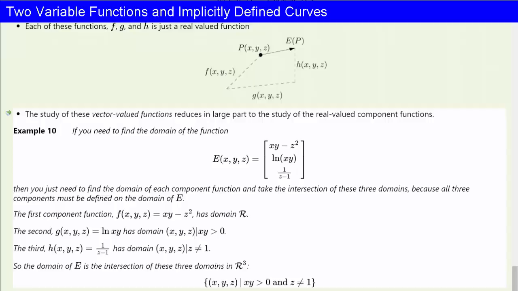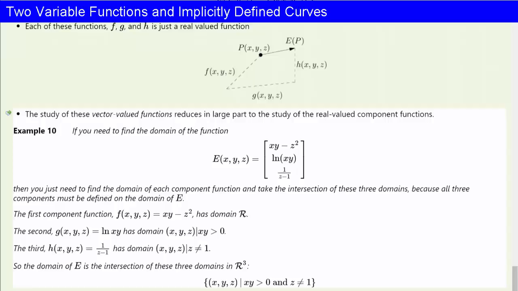The first component function, f of x, y, z, equal to xy minus z squared, has domain the entire space. The second component function, g of x, y, z, which is the log of xy, has domain all points x, y, z for which the product xy is positive, so both x and y must be non-zero. The third component function, h of x, y, and z, equal to 1 over z minus 1, has domain all x, y, z with z different from 1.